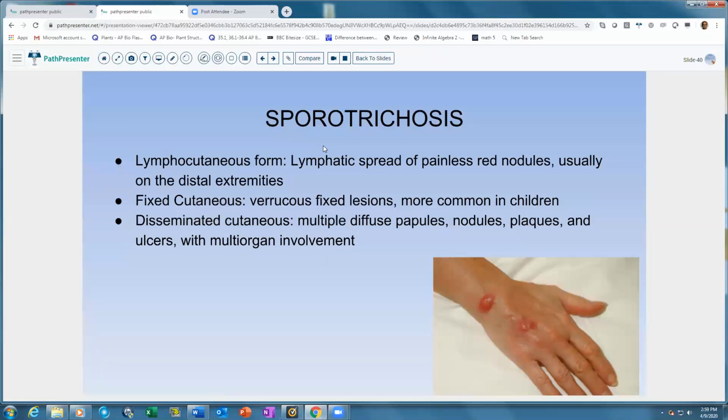The next one is sporotrichosis, which presents with sporotrichoid-like lesions on the forearm. When you see this, you have to think of sporotrichosis, leishmaniasis, atypical mycobacteria, all of these other infections. This can also be disseminated, but when they are fixed cutaneous, on the skin, they present with verrucous fixed lesions. And in the lymphocutaneous form, which we see here, we have this lymphatic spread of painless red nodules.